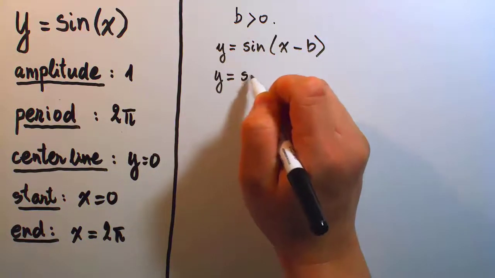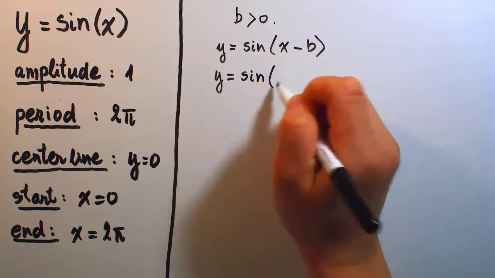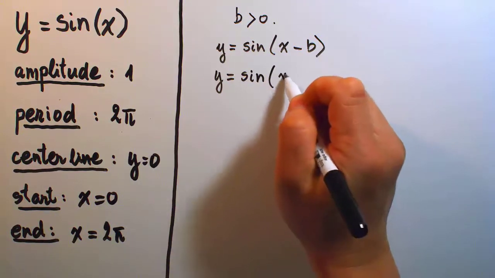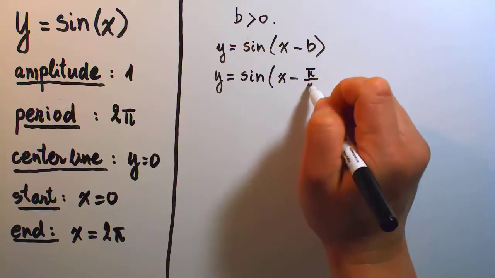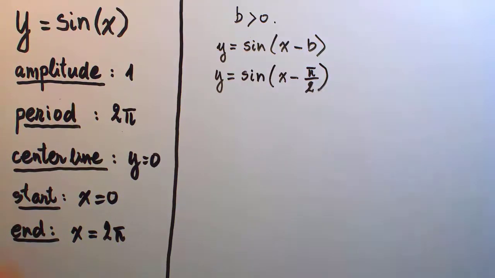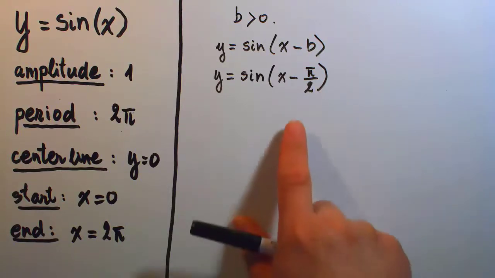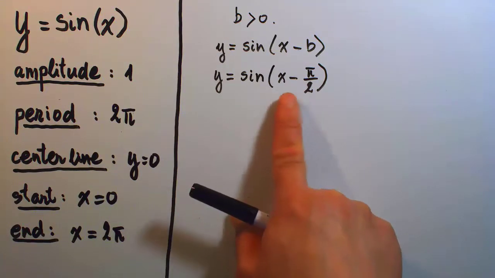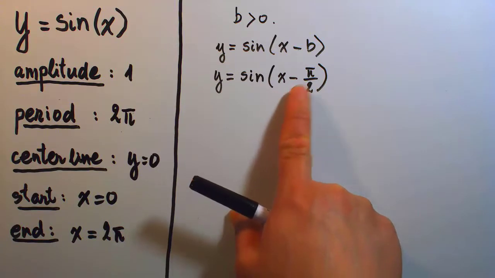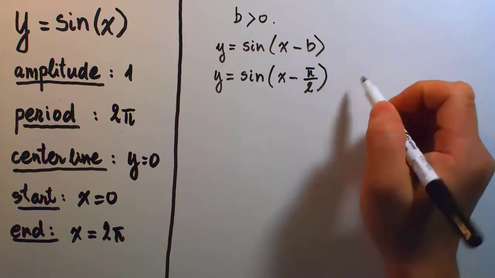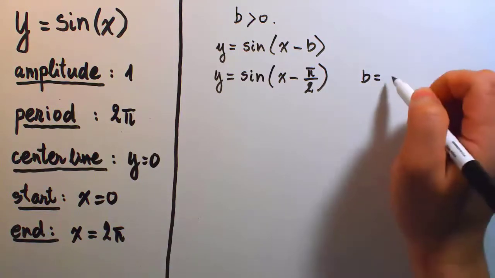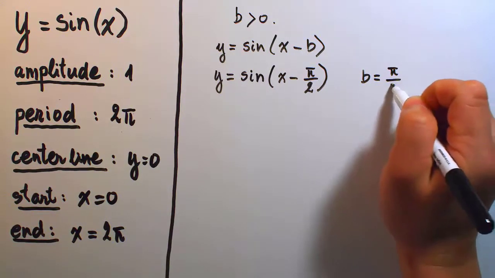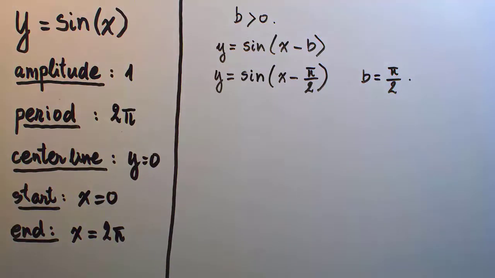So let's look at sine of x minus pi over 2. And so looking at our expression inside of our sine function right here, it is x minus pi over 2. So immediately we can recognize that our b value is a positive value, a positive pi over 2 right here. So something to keep in mind. And now we are ready to see the graph right here.